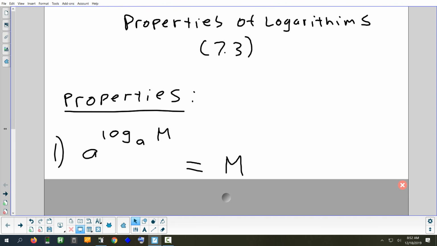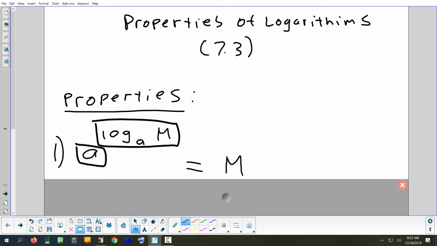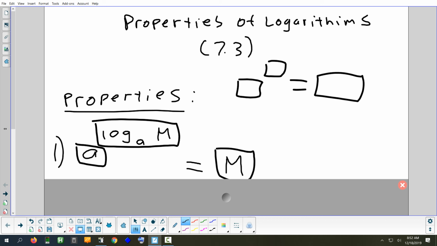All right, so first property, this is an equation in exponential form. That's your base. That's your exponent. Even though there's a log in the exponent, it's still an exponent. And that's the thing that's on the other side. Anytime you write something that looks like this, doesn't matter what you put in those 3 boxes, that's exponential form, always.